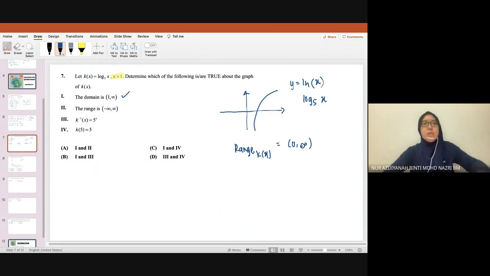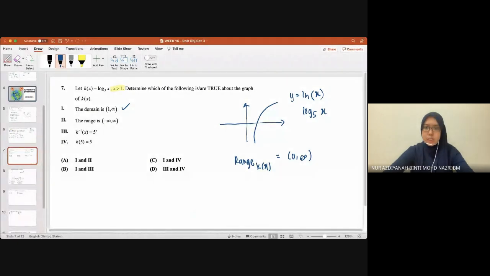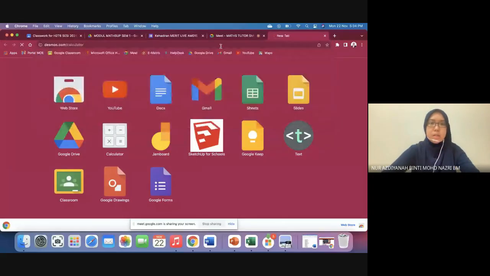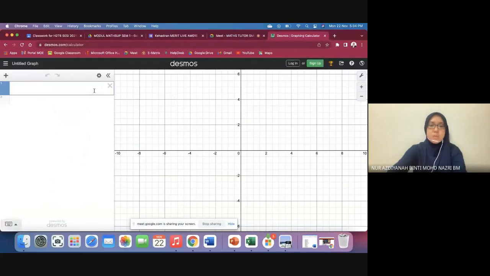Okay, so let's take a look. I'll show you guys how is the shape of our function. Sekejap, mari share screen dulu. Okay, so we take a look at this one. Yang kita nak sketch adalah, we'll check on Desmos. So we want to sketch y equals to log base 5 of x.